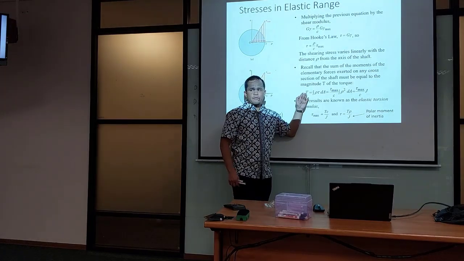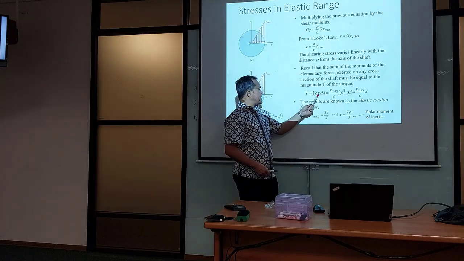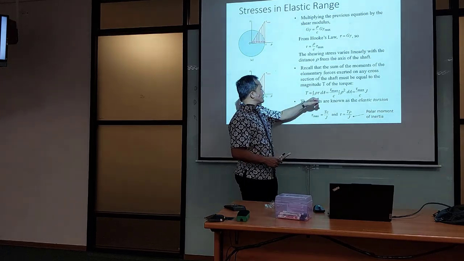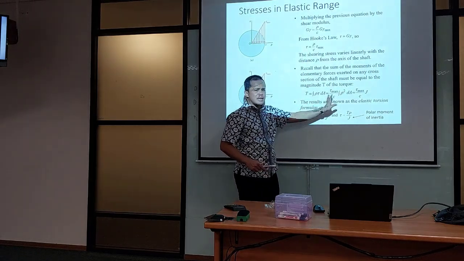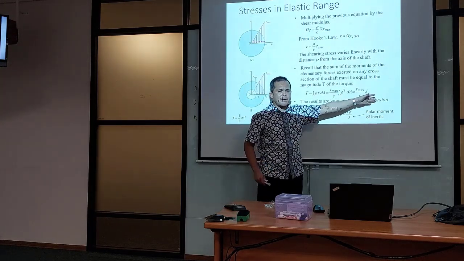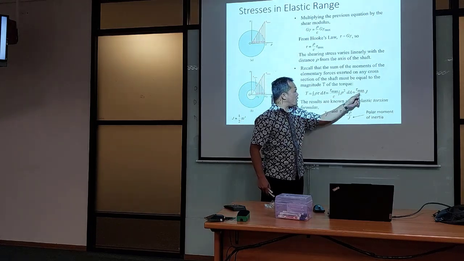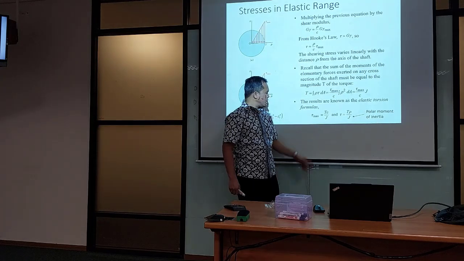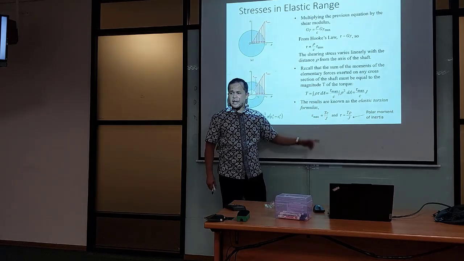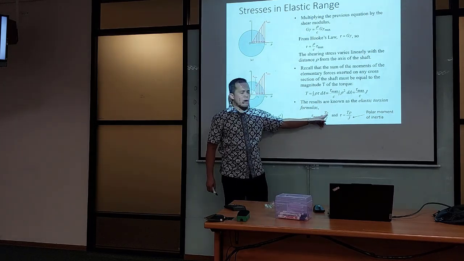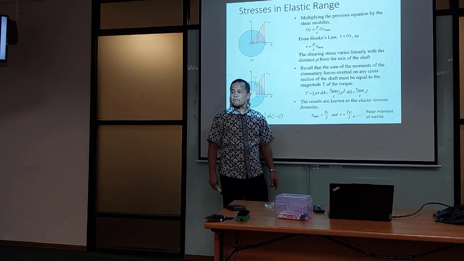So let me repeat. From torque, you know that it is F times A. The F is replaced by tau times A. From here, you apply the tau, and you get this equation. Then this results in another form, torque equal to tau max J over C. Then you rearrange the equation, and it becomes tau max equal to Tc over J. T is the torque, C is the outer radius, J is the polar moment of inertia.